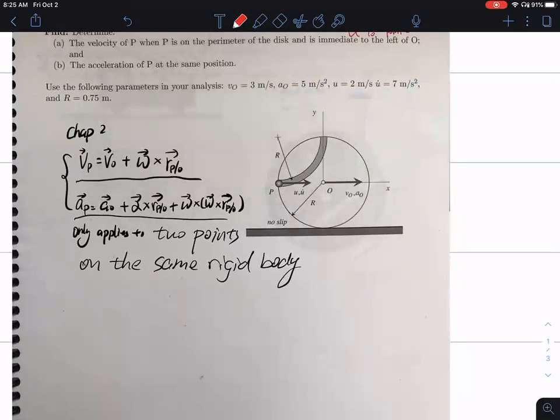So where should I draw the fixed coordinate system for this problem? We should always choose where as our fixed coordinate system? The ground, yes. This is our capital Y and X.